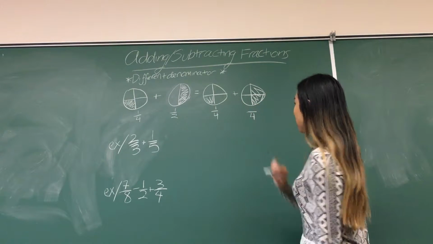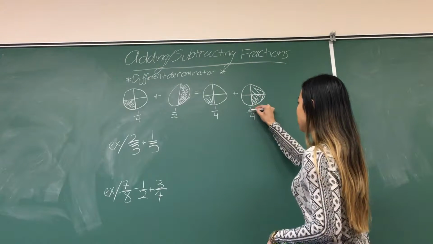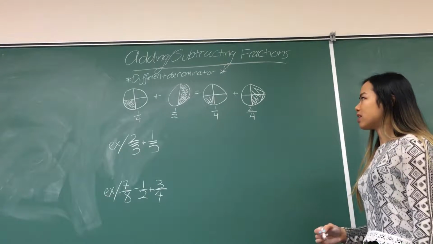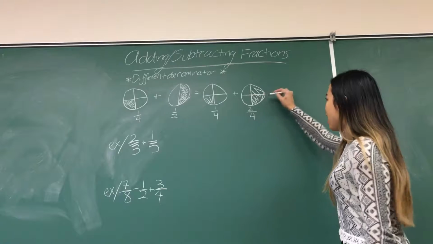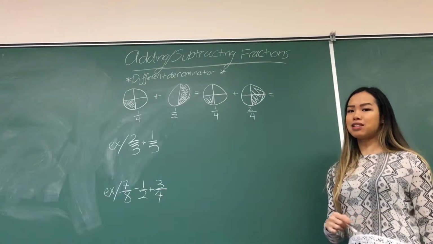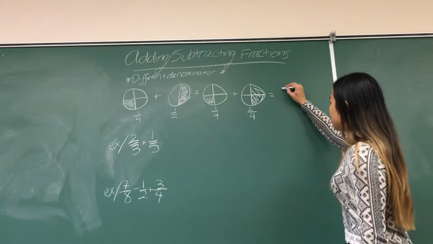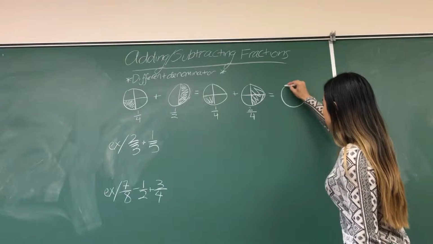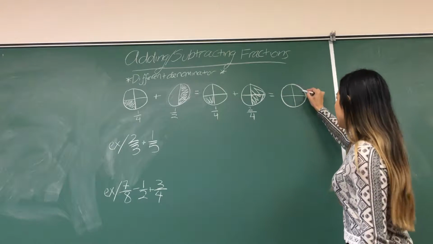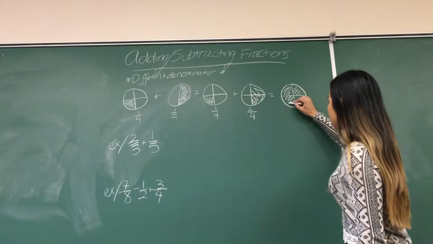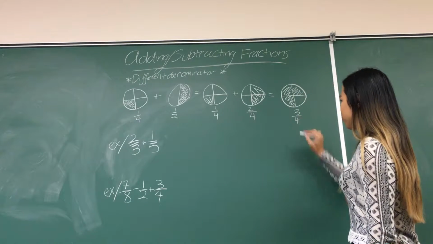So my bottom number can be 4 now. But in this one, we have 2 pieces shaded in. So that means that I have 2/4. So this question here is the same as this question here. And I know how to do this. We just did this in the last video. So 1/4 plus 2/4 is 3/4. So in picture, we'll draw 4 pieces in a circle, and I'm going to color in 3. And so my answer is 3/4.